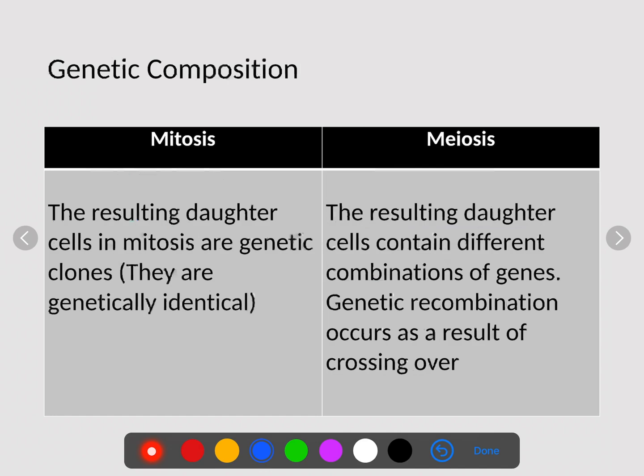So as a result, the daughter cells in mitosis are genetic clones, meaning that they are exactly the same. In meiosis, the result is genetically different, or we get what's known as genetic recombination, or the reshuffling of the genes, because of a process called crossing over. And again, this is where the 2 chromosomes line up next to each other and they exchange genetic information.